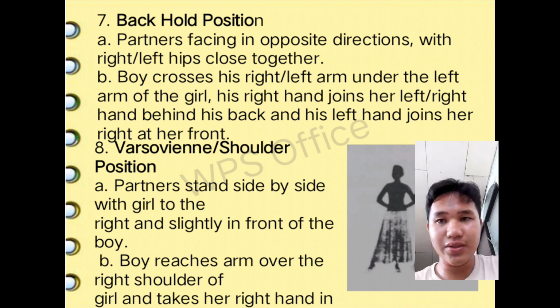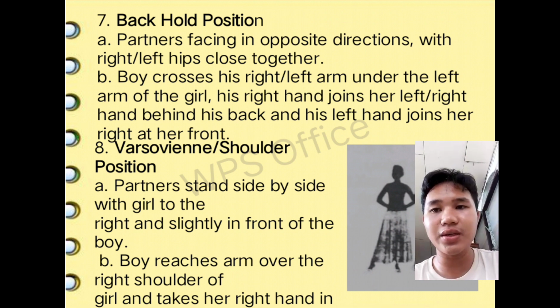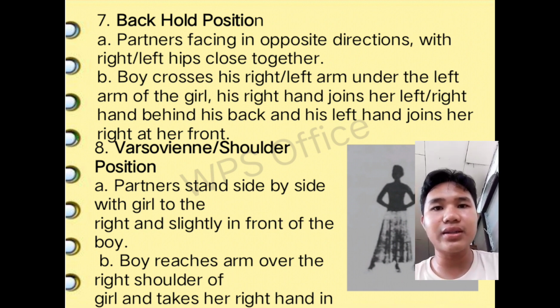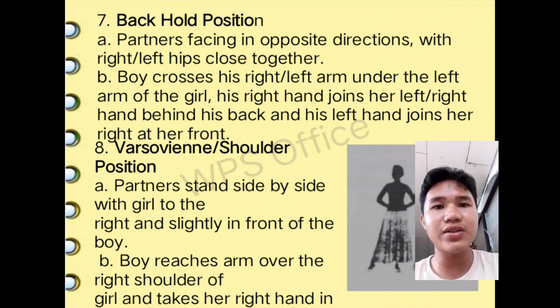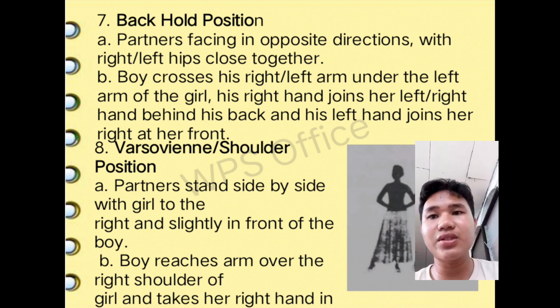Back hold position. Partners face in opposite directions with right and left hips close together. The boy crosses his right arm under the left arm of the girl. His right hand joins her left hand behind his back, and his left hand joins her right hand at her front.